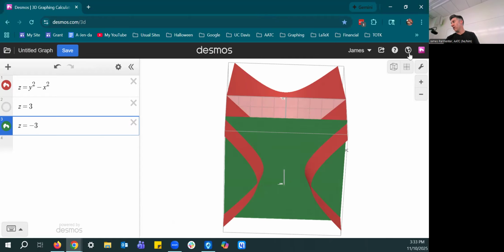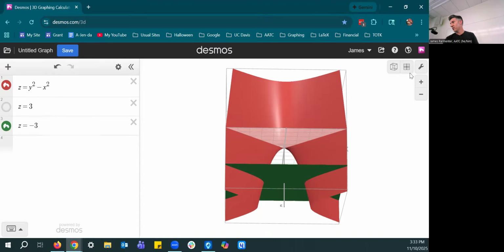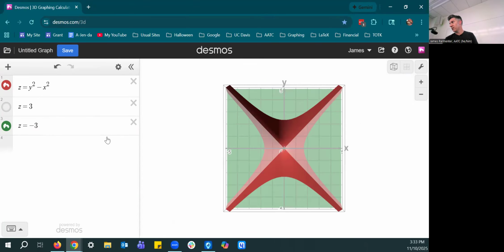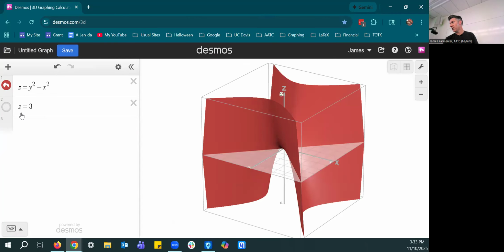You can kind of look at level curves in any direction you want. You could set x equal to 3. That might be too big. How about x equal to 1? I turned it off, that's the problem.